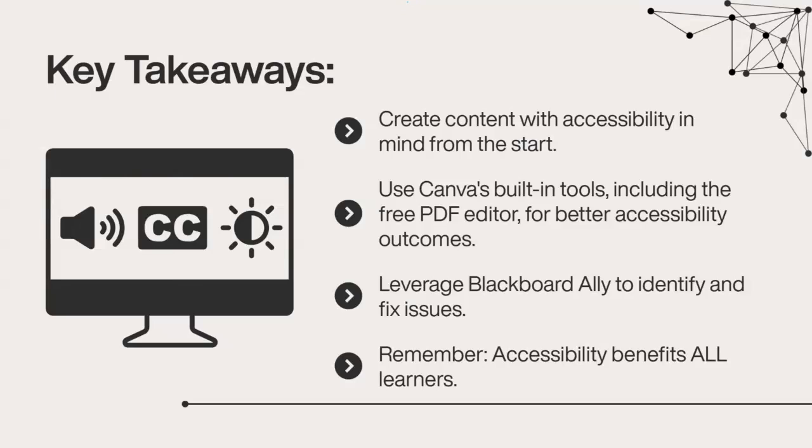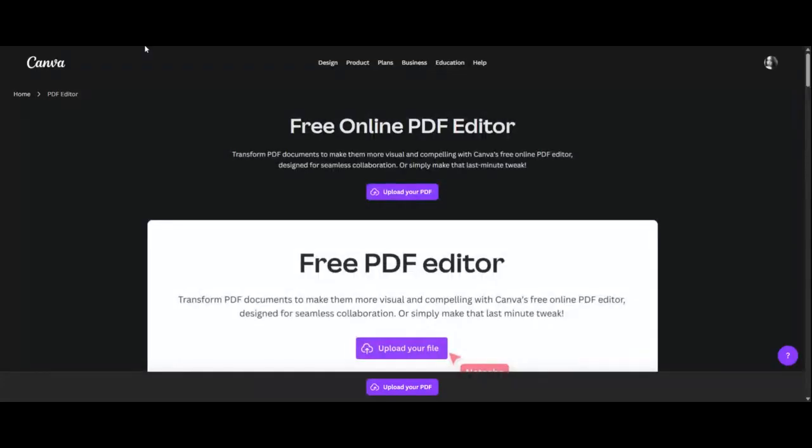And here I'm actually going to go to the PDF editor. It's called Canva. It's canva.com/pdf-editor. If you Google Canva PDF editor, it's going to be the first one it gives you. So you upload your PDF here. Everybody can see it.